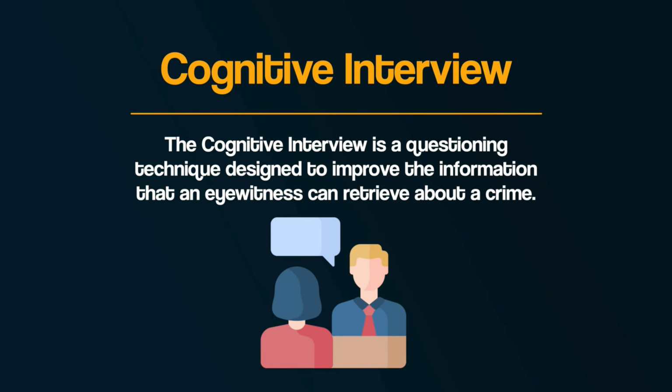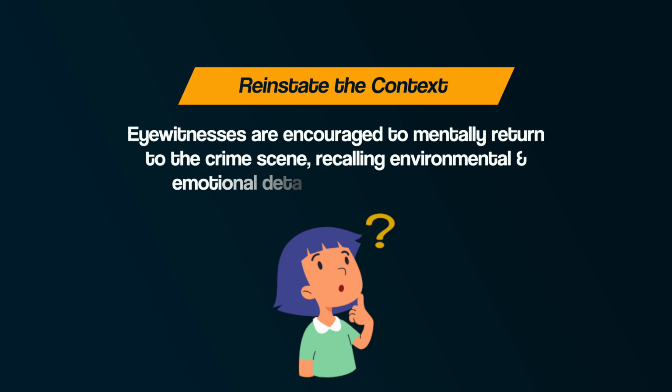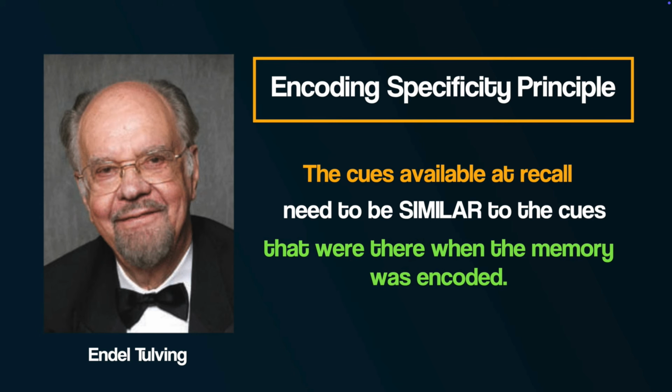The cognitive interview is a questioning technique designed to improve the information an eyewitness can retrieve about a crime. The technique involves 4 key parts to help eyewitnesses retrieve more accurate information. Reinstate the context. Eyewitnesses are encouraged to mentally return to the crime scene, recalling environmental and emotional details to trigger memories based on the encoding specificity principle.